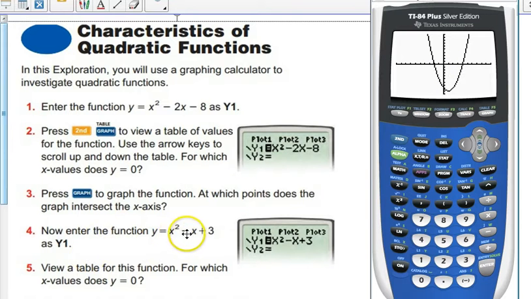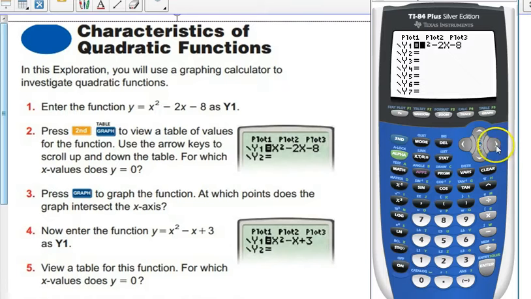Now it asks you to graph the function x squared minus x plus 3. So I'll go back here and do that. I'm actually going to just modify what I have here a little bit. And then it asks me to view the table and see for which values I get a y value of 0.